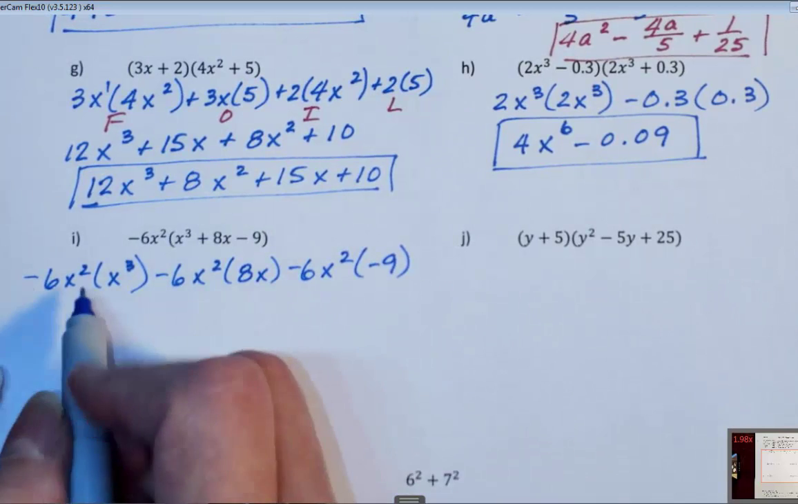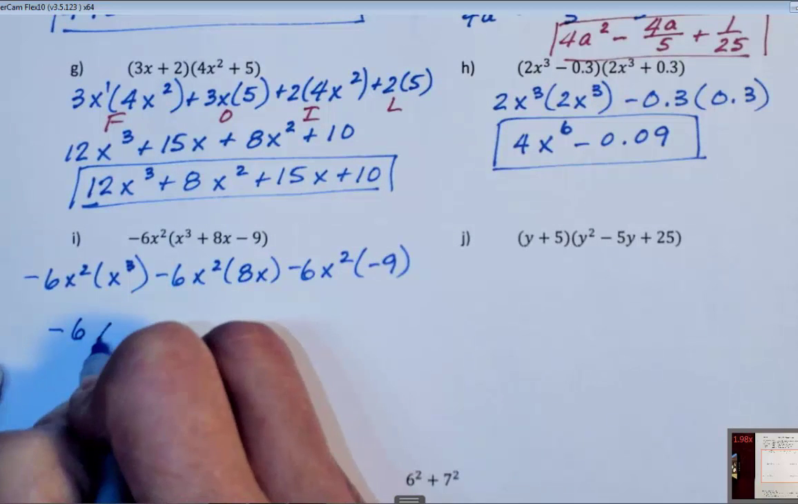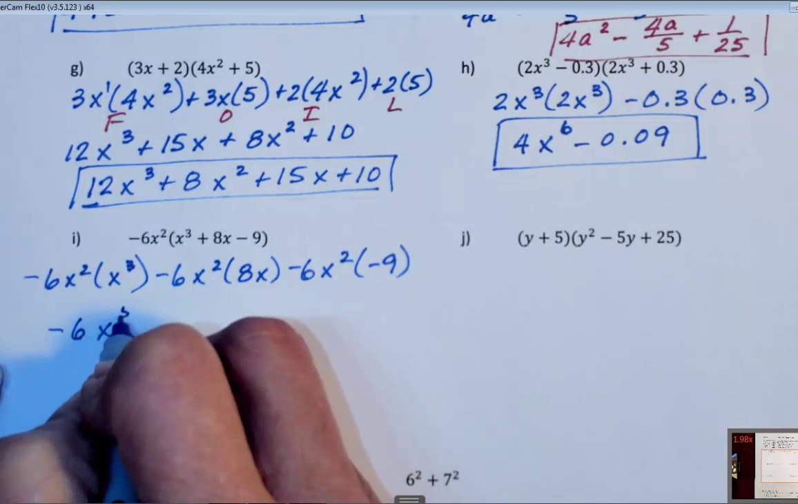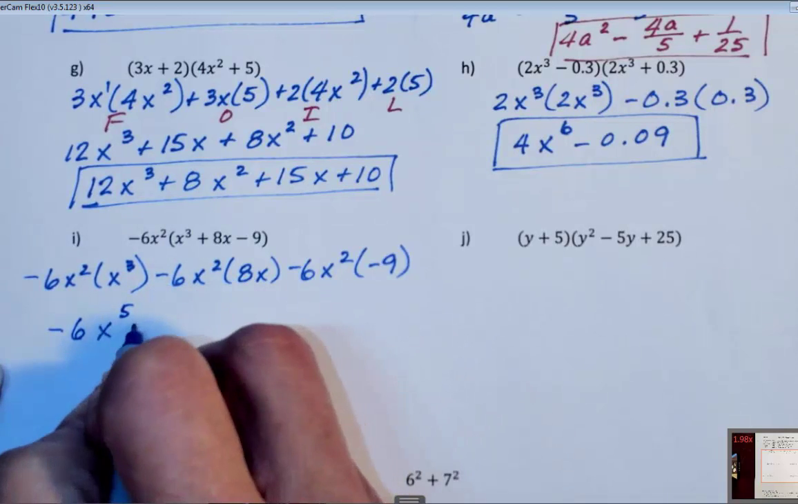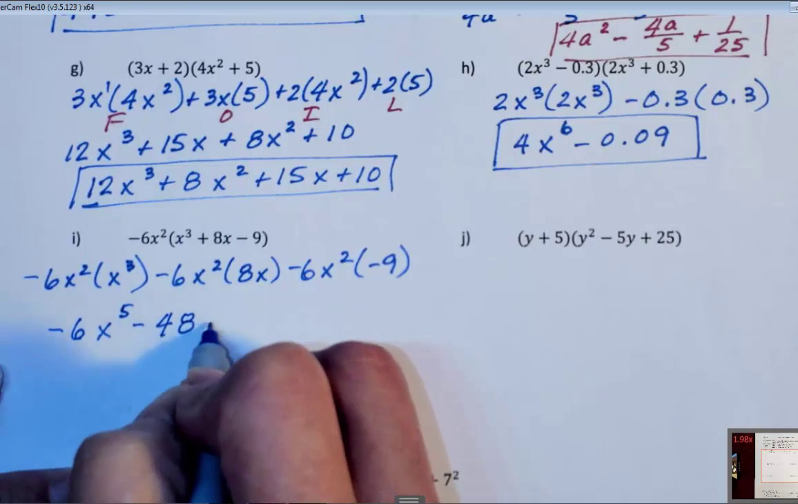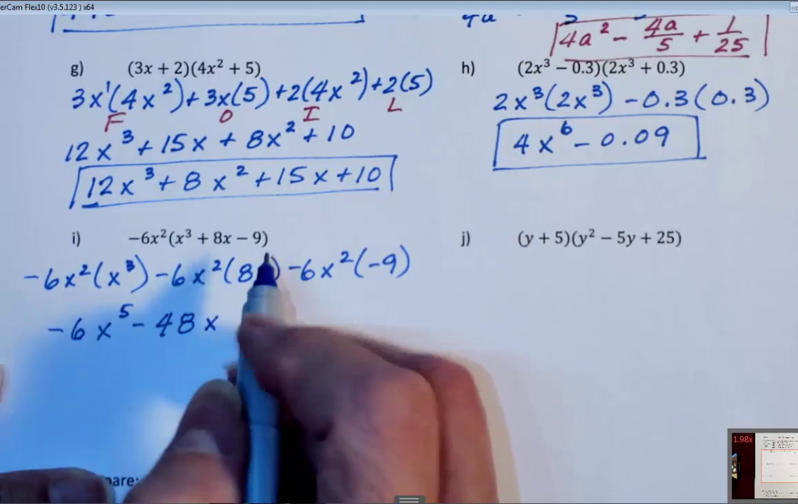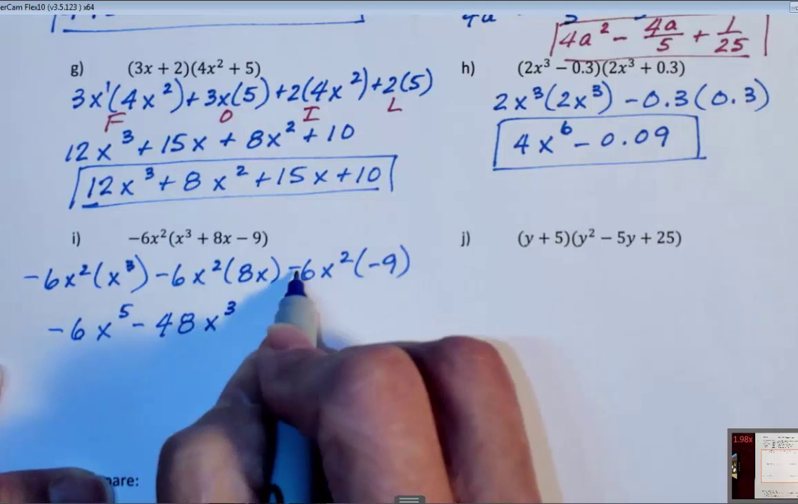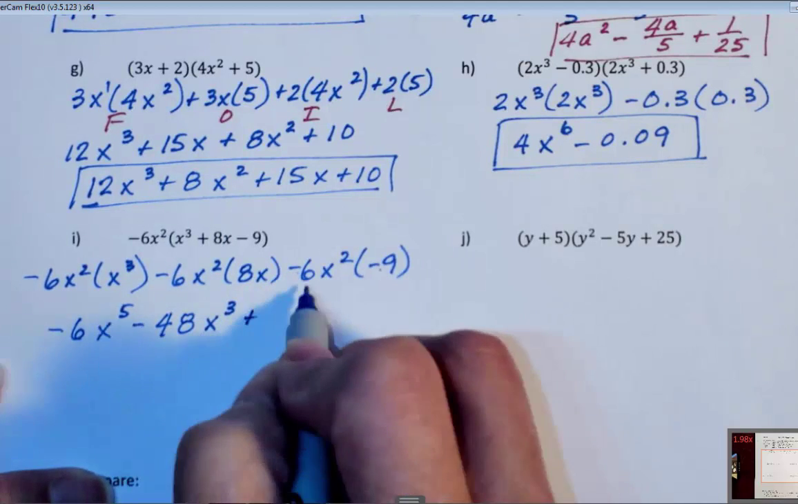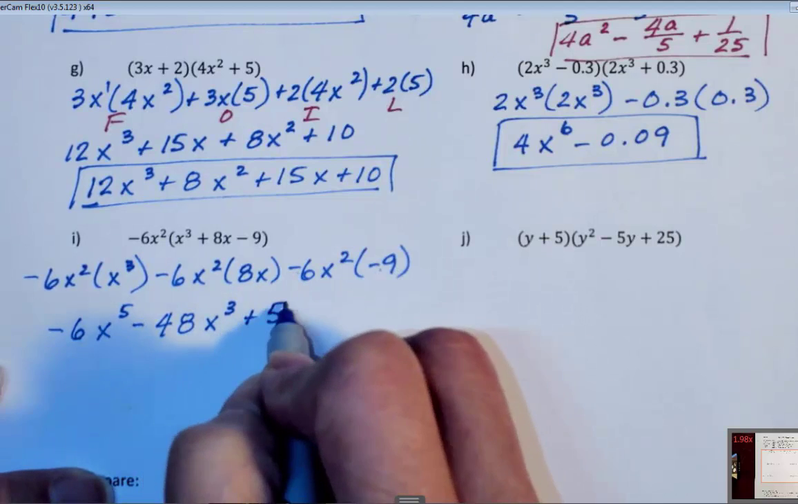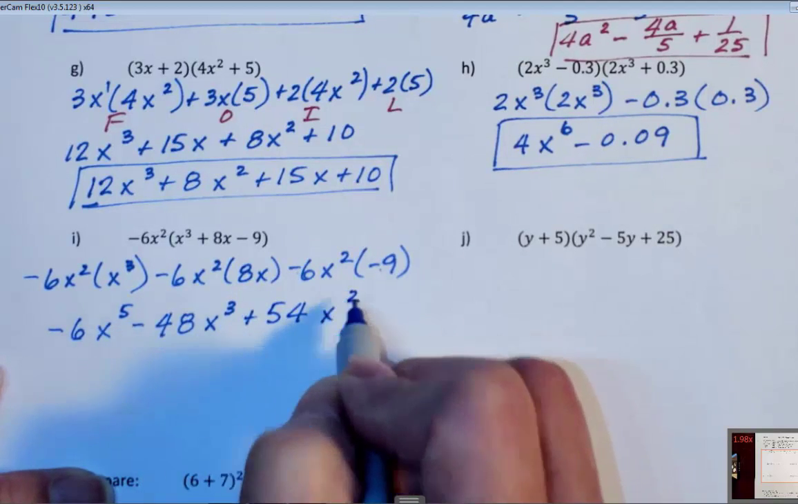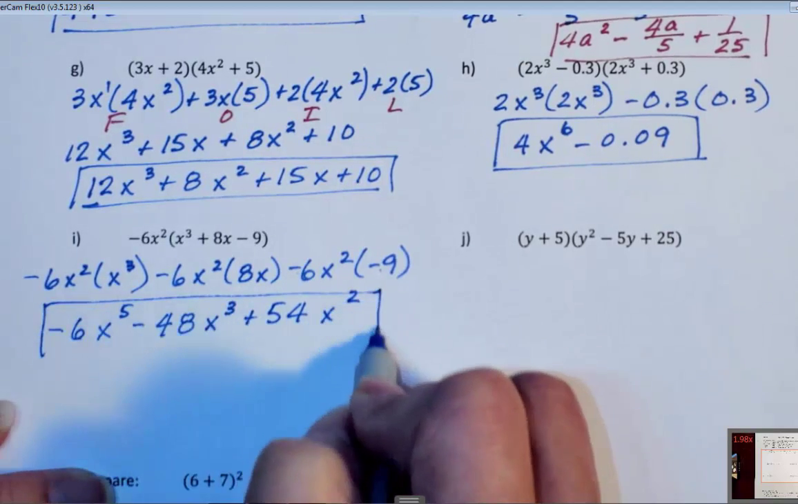So this becomes negative 6x, 2 plus 3 is 5. Negative 48x, 2 plus 1 is 3. Negative times a negative gives me a positive. 6 times 9 gives me 54x squared. You are done with this one.